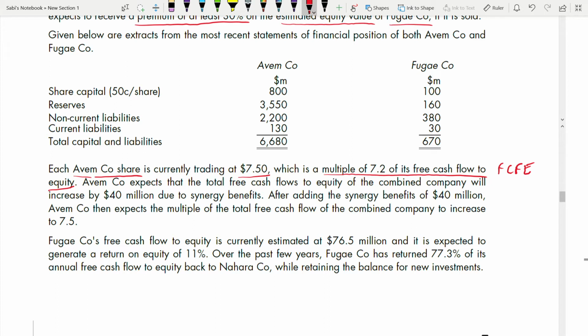Okay. So what is the synergy? It's 40 million. After adding the synergy benefits of 40 million, Avem then expects the multiple of the total free cash flow of the combined company to increase to 7.5. Very important, that word "after" is very important here, because sometimes it is very possible that without adding that 40 million itself, you are taking it as 7.5. So Avem's multiple of total free cash flow of the combined company to increase to 7.5, not by 7.5. Always check in front of increase or decrease whether it is "to" or "by". It makes a lot of difference. To 7.5 means it is 7.5 only, the multiple. Means PE ratio.